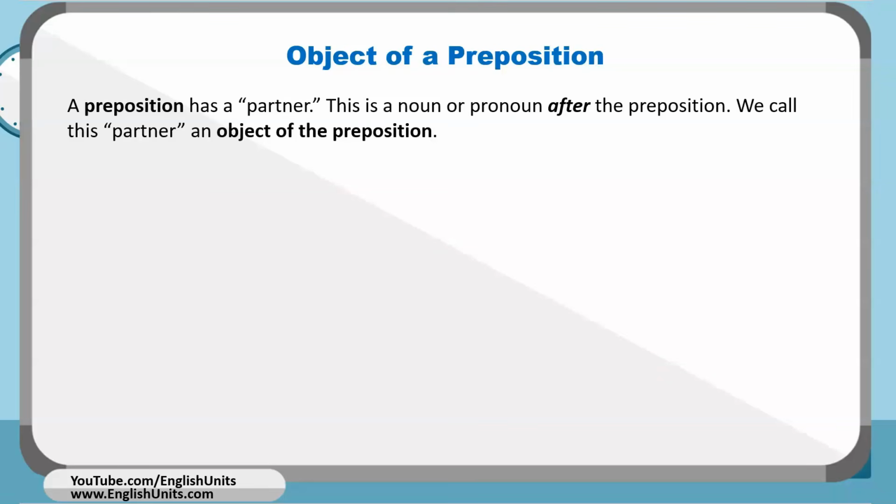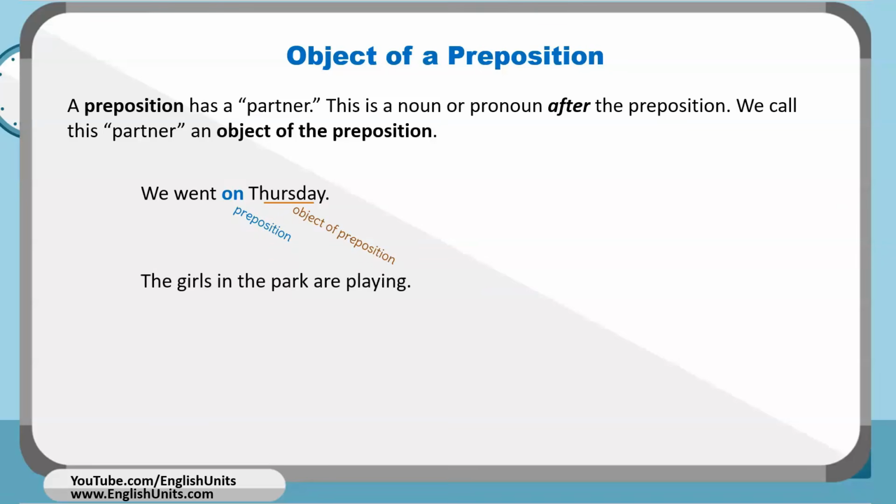A preposition has a partner. This is a noun or pronoun after the preposition. We call this partner an object of the preposition. Let's look at this example. We went on Thursday. Do you see the preposition? The preposition is on. And what about after the preposition? We have a noun, Thursday. This noun is the object of the preposition on.